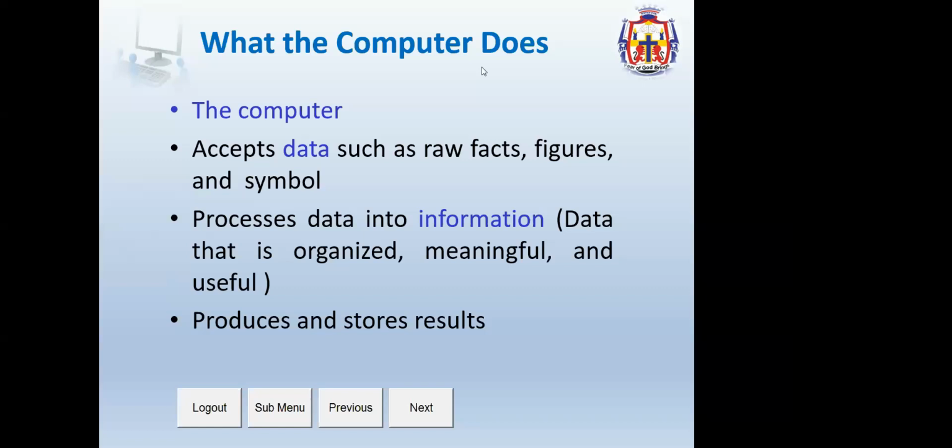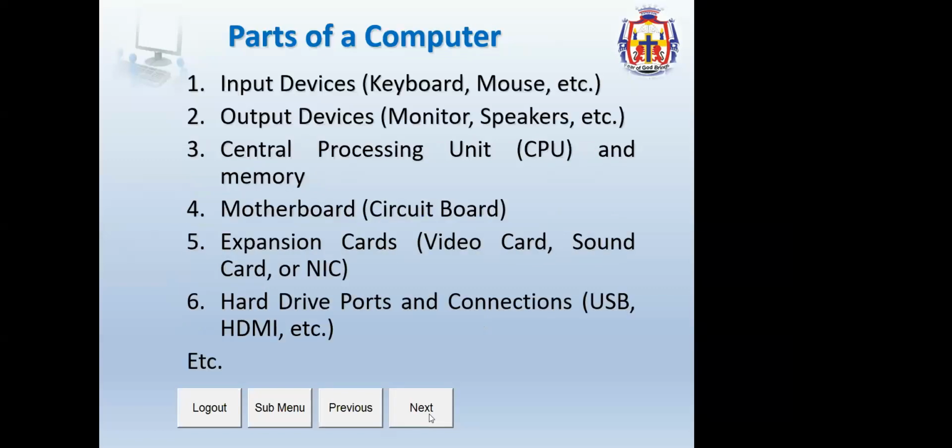Of course, in simple terms, in summary, all it can do is to accept data as raw materials, then process it into information, and then produce and store the results. Now, what are the components of a computer, or what are the parts?